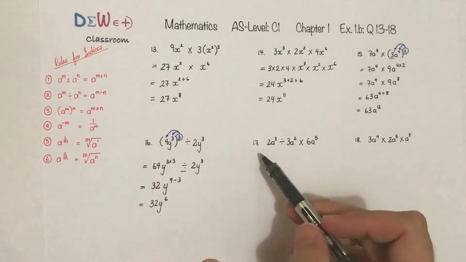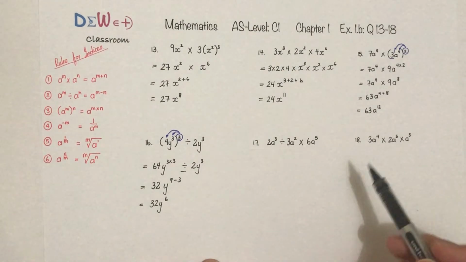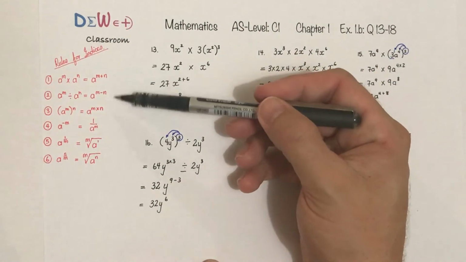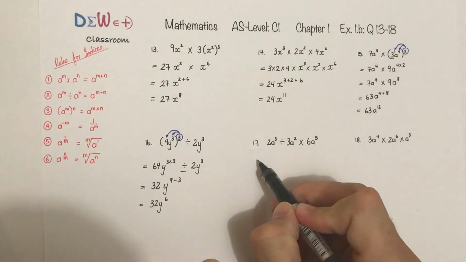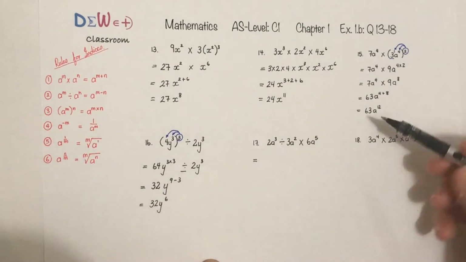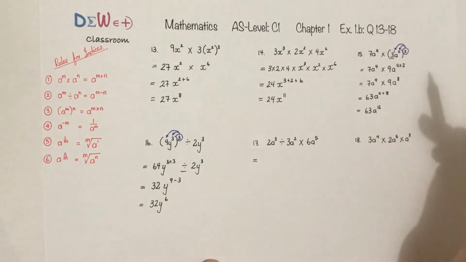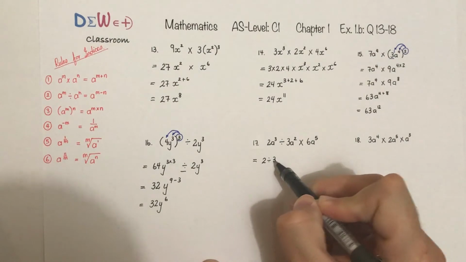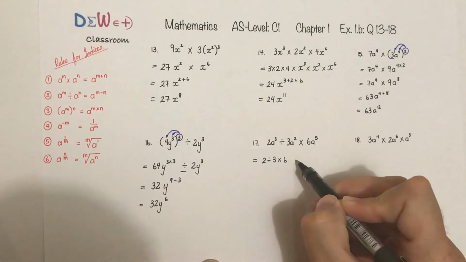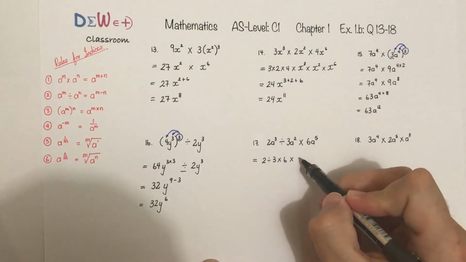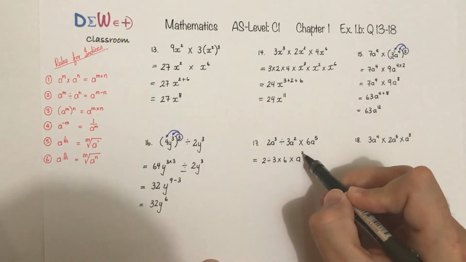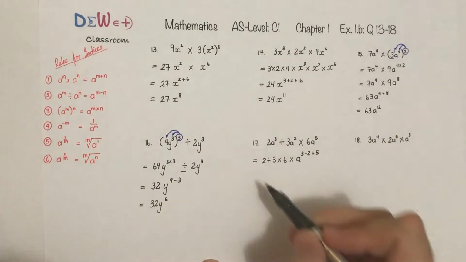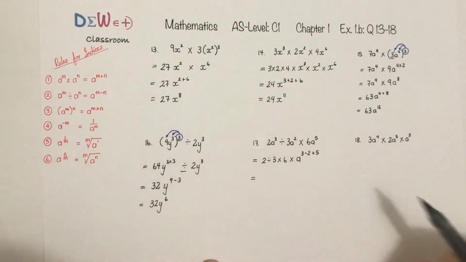We move over to question number 17. In this case, you can clearly see there's a division and a multiplication. So it is rule number 1 and rule number 2 combined. So in this case, what we will do, as I did with question 14, we will first put all the coefficients together. So 2 divided by 3, multiplied by 6, multiplied by, and then it is a 3 minus 2 plus 5. So in this case, straightforward.